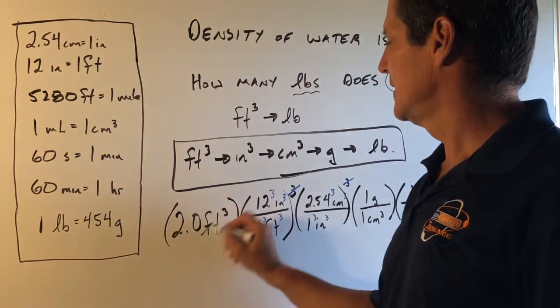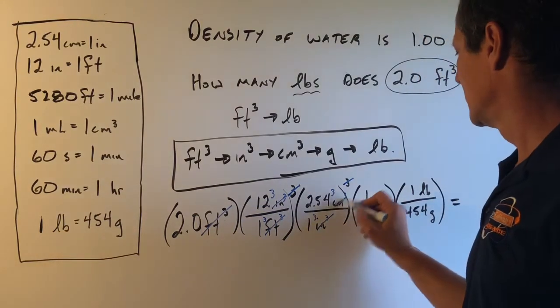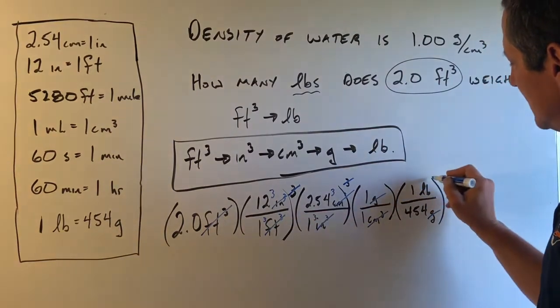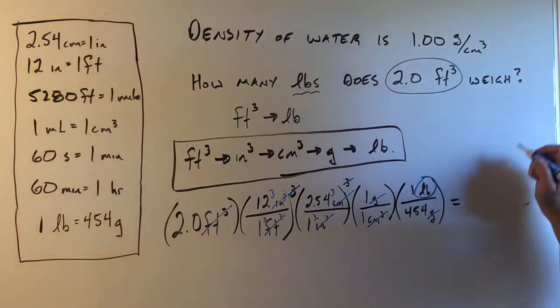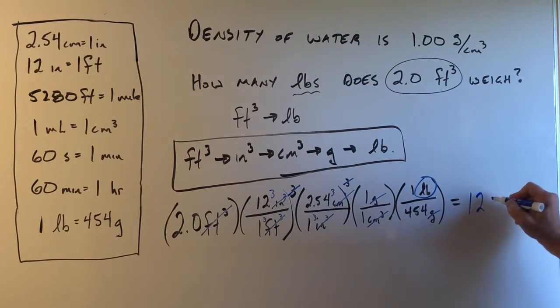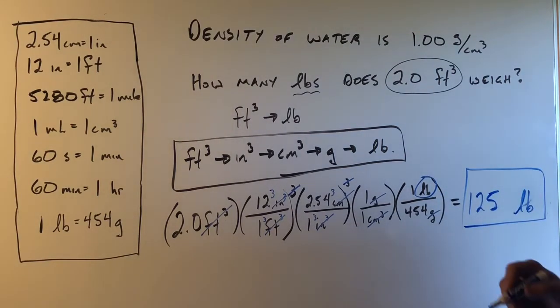All right, so my cubic feet cancel, my cubic inches cancel, my cubic centimeters cancel, my grams cancel. So I started with cubic feet, I've ended with pounds. That's what I want. There's my pounds, and it's 124.7, rounded 125 pounds.